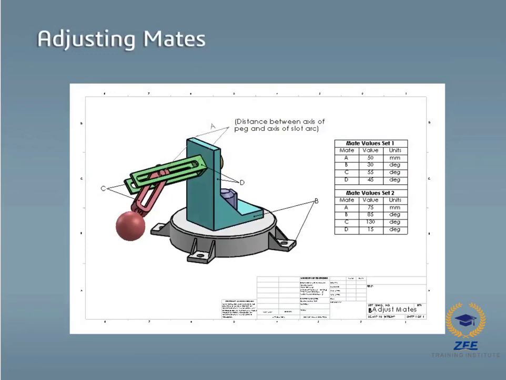In this lesson, I will demonstrate how to add mates to an assembly using a drawing containing a table with mate specifications. Once the mates are added, I will demonstrate how to adjust them so they are repositioned properly.